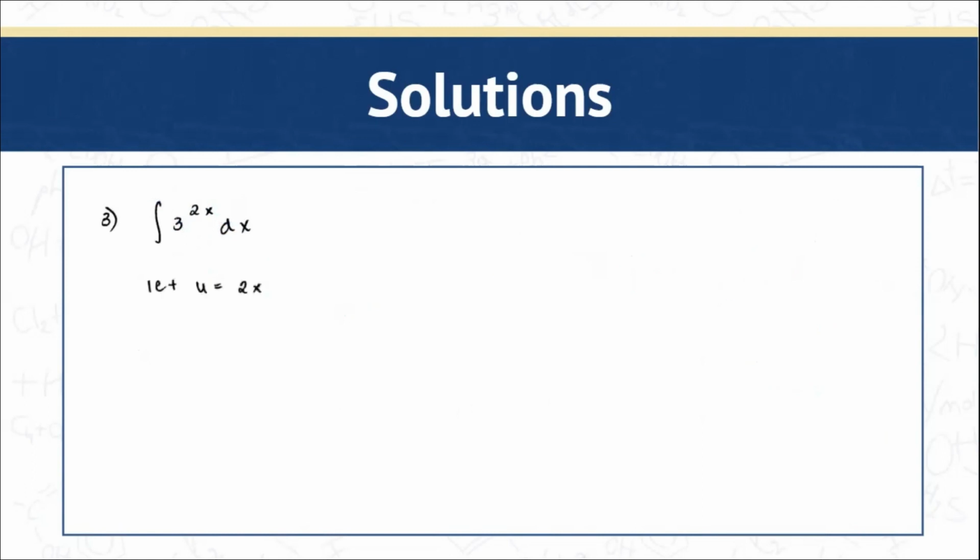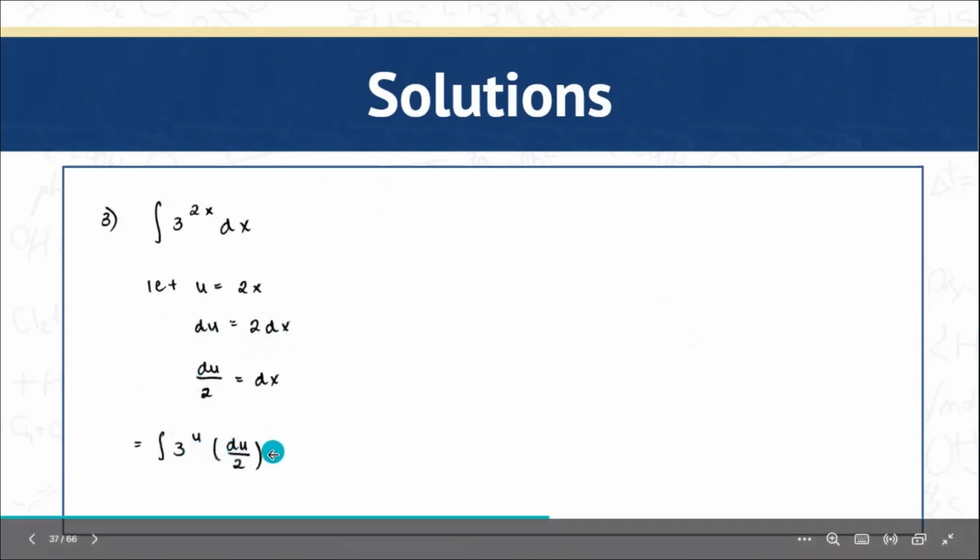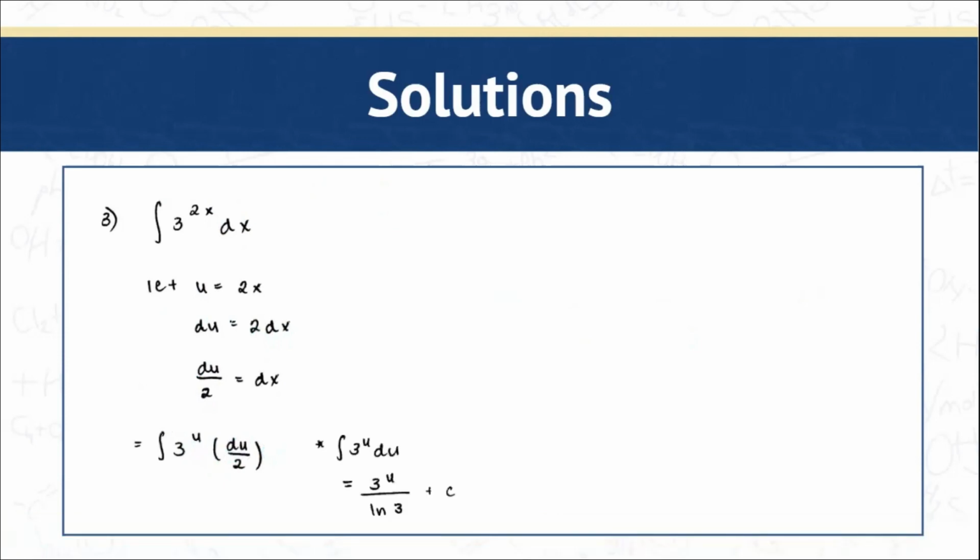So let u equal 2x. du would then be equal to 2 dx. And du over 2 is equal to dx because we only have dx here. We'll be needing du over 2 in replacing that. And then substituting u and du into the function, we'll have 3 raised to u times du over 2. And remember that the integral of 3 raised to u du is equal to 3 raised to u divided by ln 3, plus c.